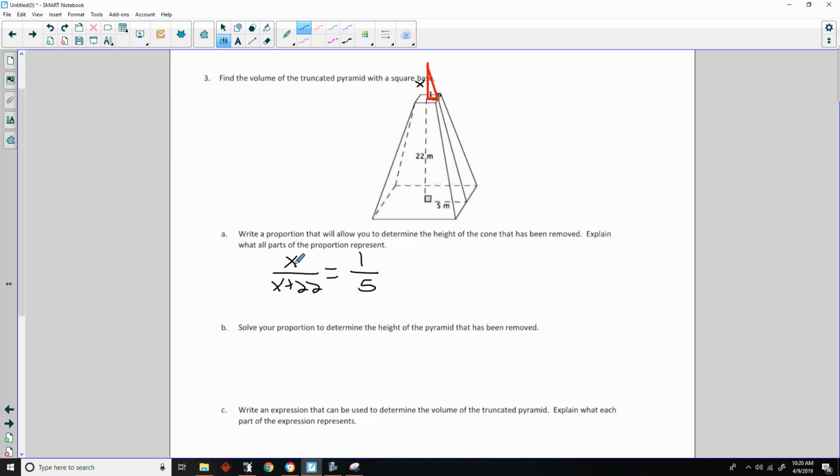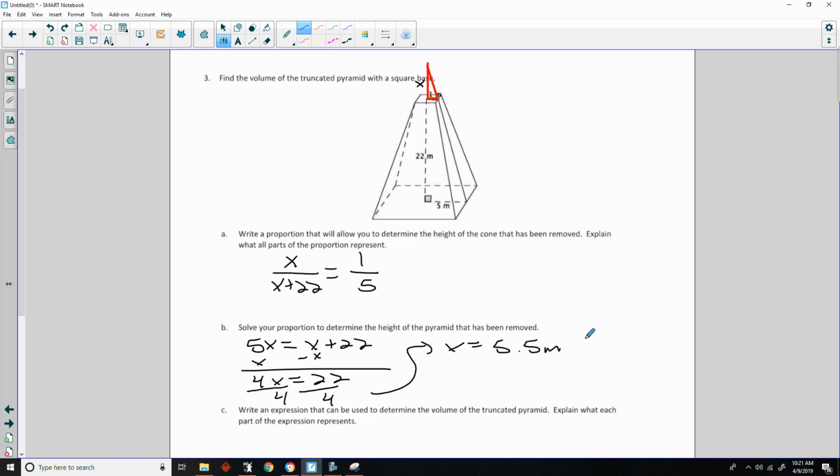Okay, now it says to solve your proportion. So 5 times x is 5x equals 1 times x plus 22. So that's just simply x plus 22. Subtract x from both sides, and I get 4x equals 22. Divide by 4, and I get x equals 5.5 meters. So this little piece up here that's cut off, they cut off 5 1/2 meters. So the whole side is 5 1/2 plus 22, which is 27.5 meters.